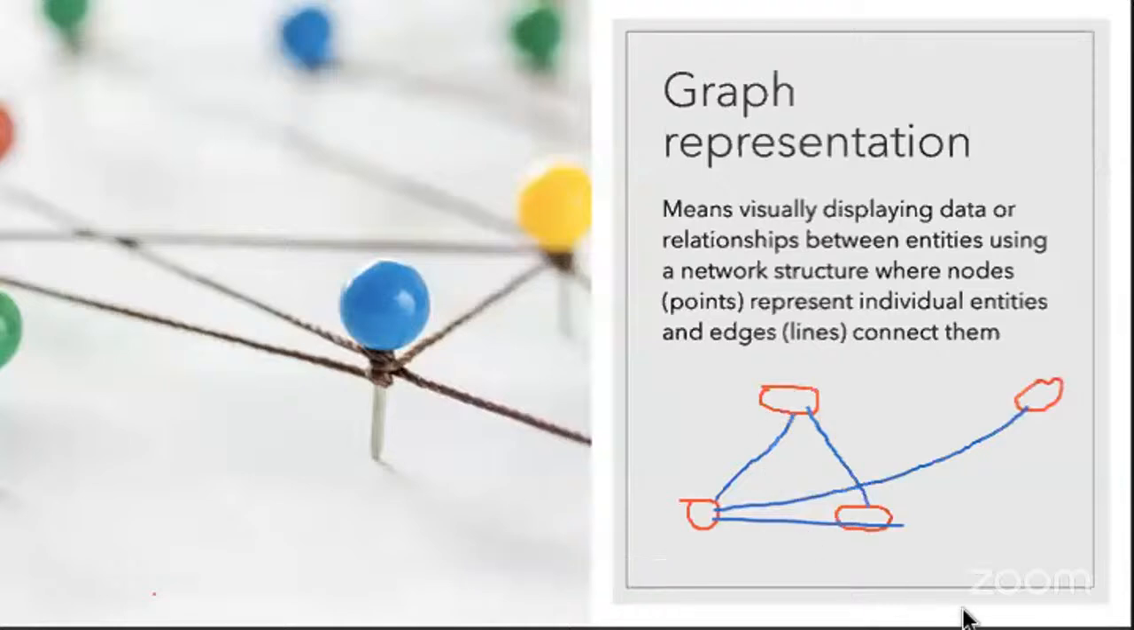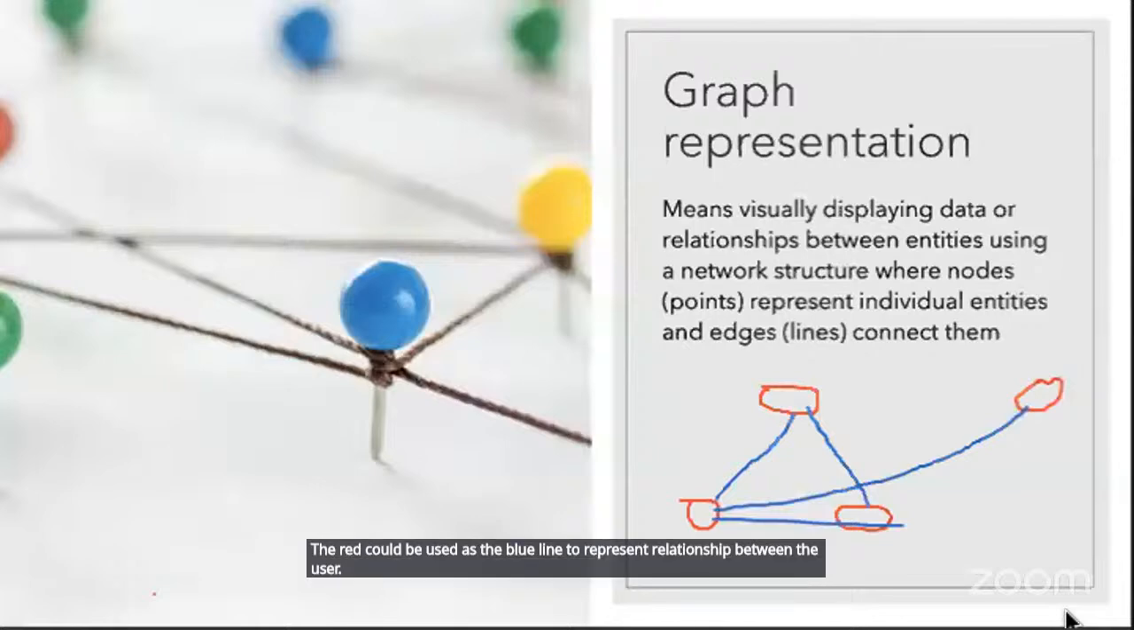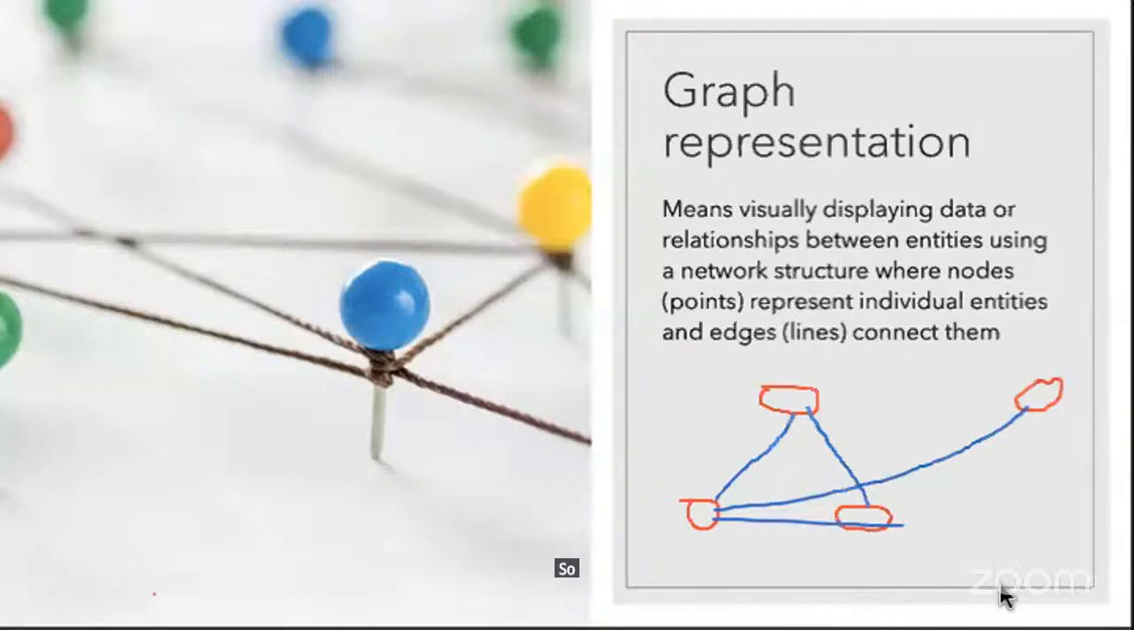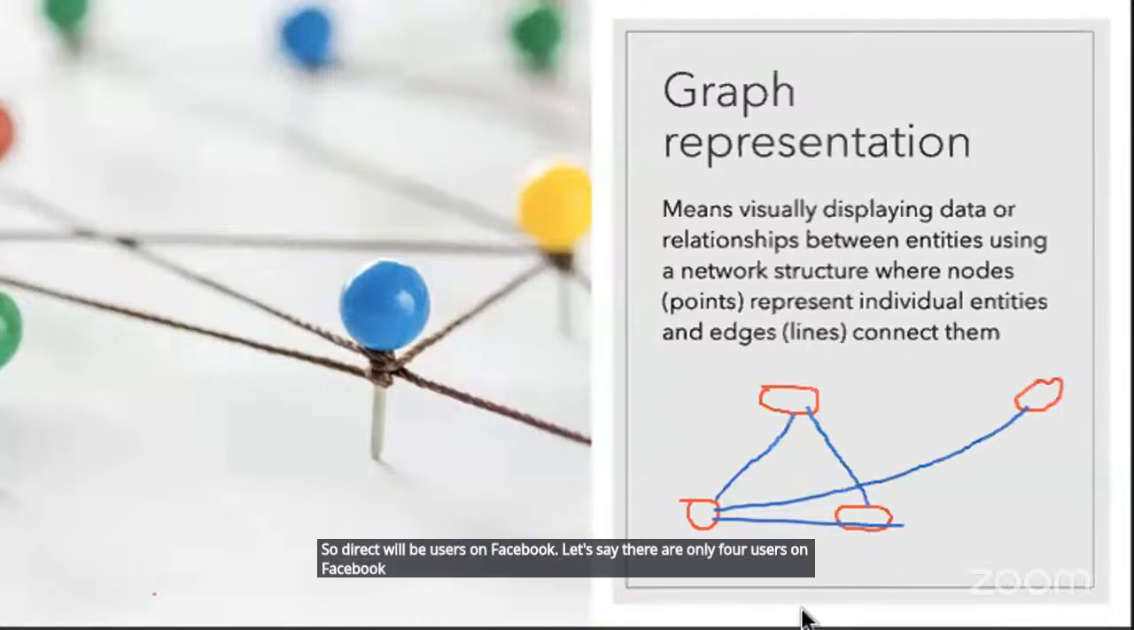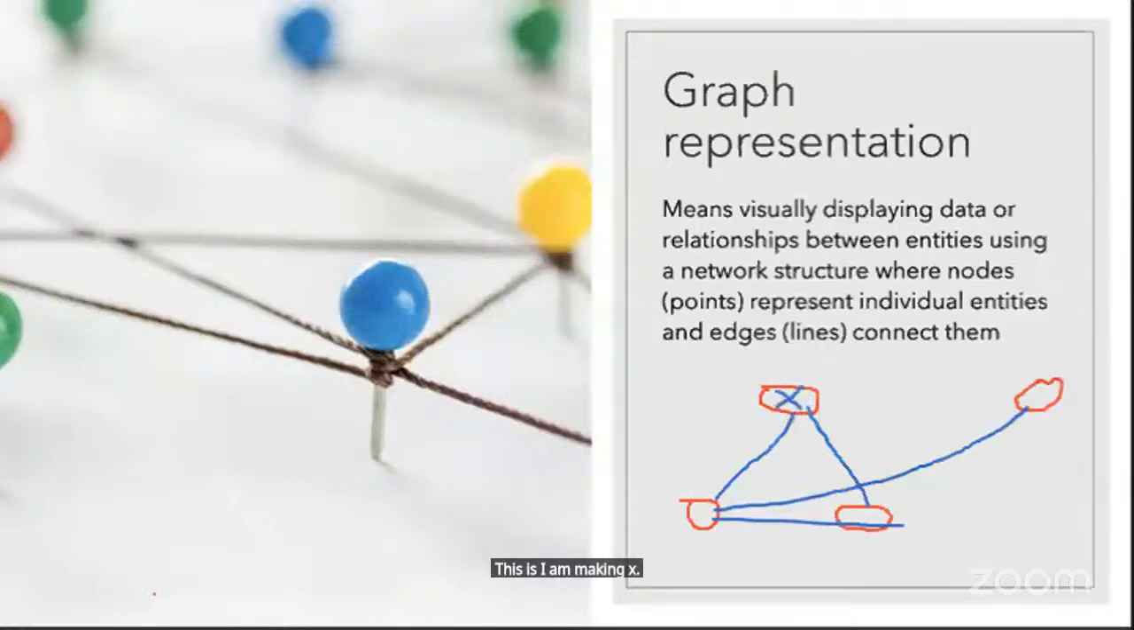For example, social network. The red could be users. The blue line could represent relationship between the users, that's whether you are my friend on Facebook or not. So the red could be users on Facebook. Let's say there are only 4 users on Facebook, and these are how they are interconnected. It means this user here, marking X, has 2 followers, or you can call it has 2 friends on Facebook.